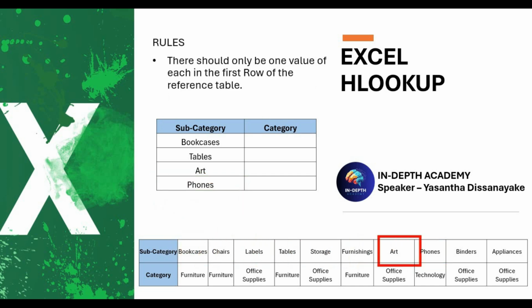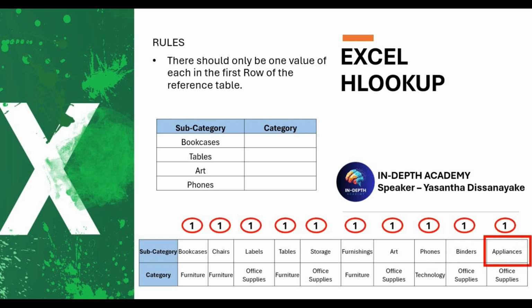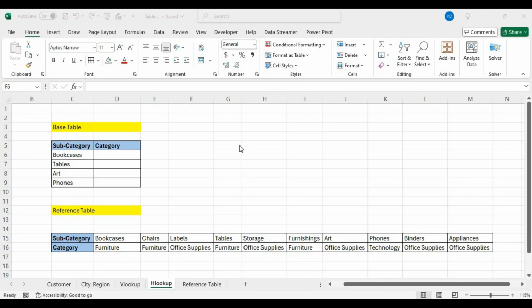The next rule is that there should only be one of each value in the first row of the reference table. Here we have the base table and the reference table. In the base table, you can just consider it as some values given. What we are going to do is find the corresponding categories of the given subcategories, such as bookcases, tables, art and so on.